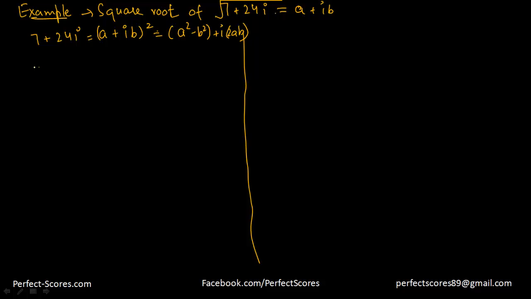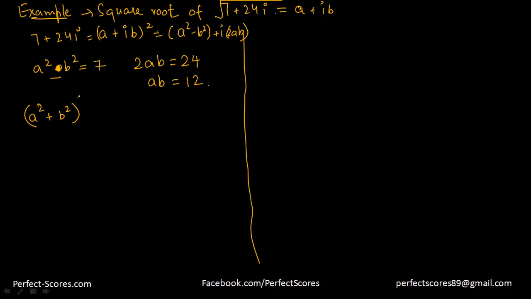So you have the value of a square minus b square equal to 7. You have the value of 2ab equal to 24, which means ab is equal to 12. So that is something that you have. You're going to use the same expression here. Now you have the value of a square minus b square. All you need to do is get the value of a square plus b square.